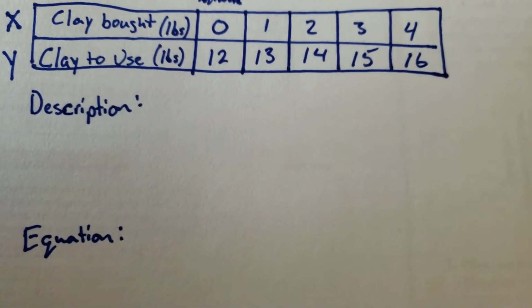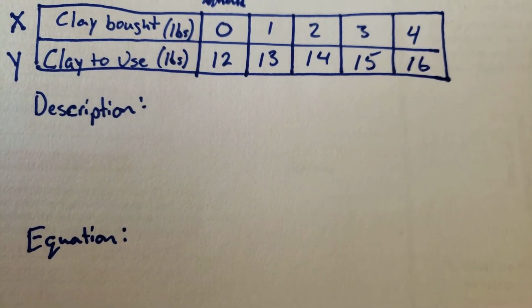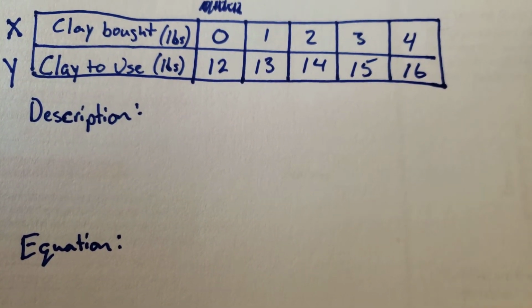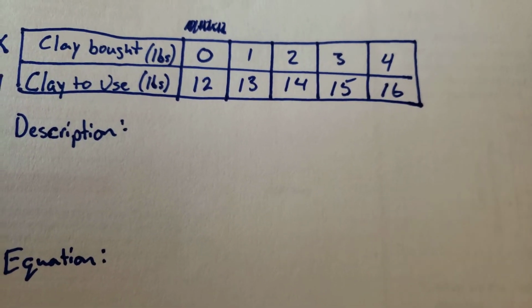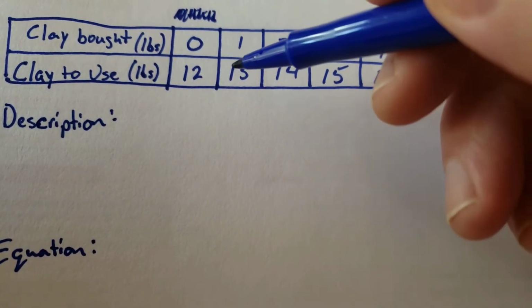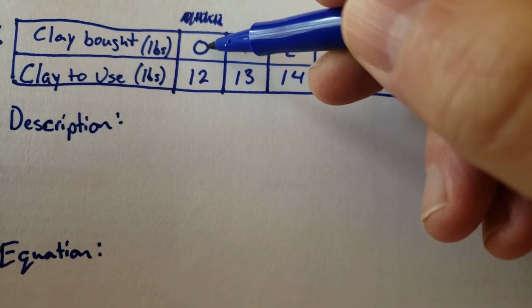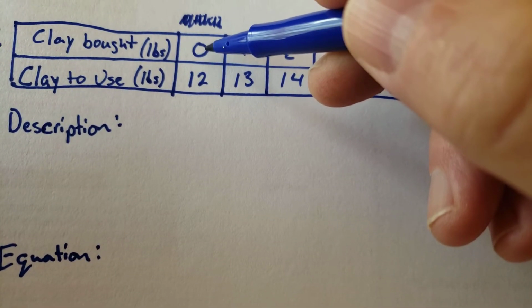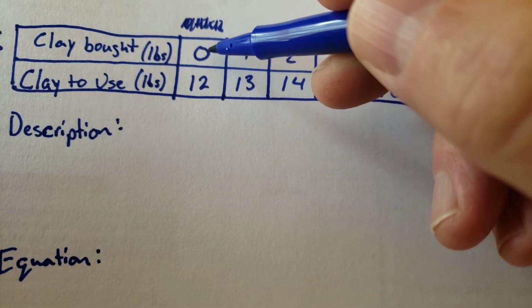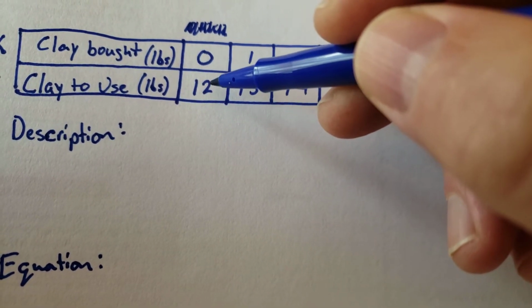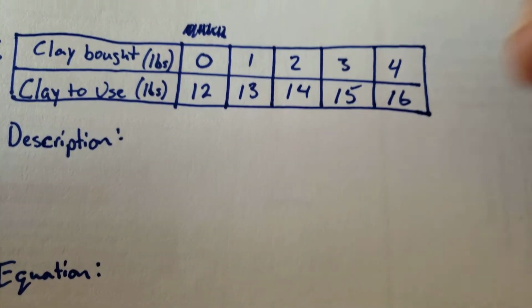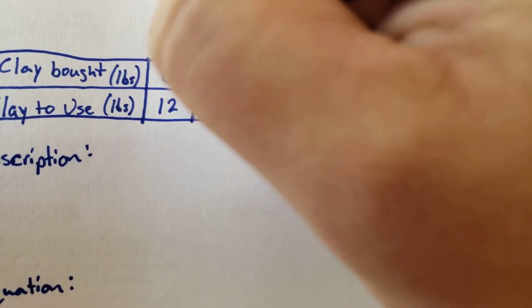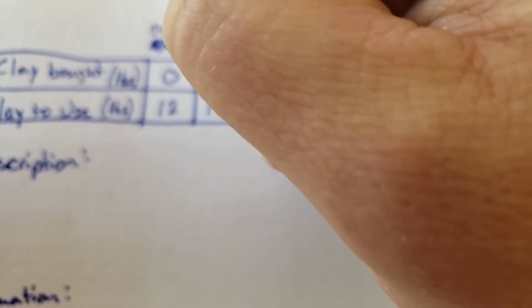Now, when we're trying to find a description of the relationship, I always like to check to see if there's an adding relationship first. And the way that I do that is I look at the x value and I ask myself, if I added a number to this x value, what would I have to add to get to that y value below it? So to go from 0 to 12, it obviously has to be plus 12. So 0 plus 12 equals 12.